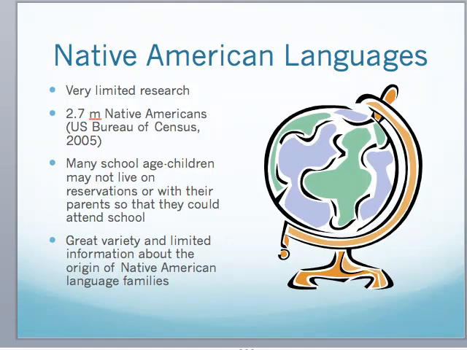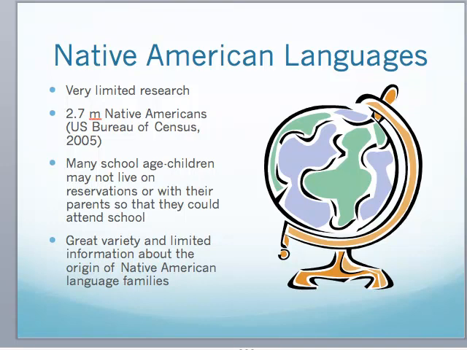Let's talk briefly about Native American languages. Again, unfortunately, there's very limited research in this area. However, we do know that there are about 2.7 million Native Americans, according to the U.S. Bureau of Census in 2005, and that may have changed since then. But according to your textbook, that's the information we've been given. Many school-aged children who come from Native American languages may not live on the reservations with their parents, so they may be able to attend school. So they may not be speaking Native American languages or be exposed to it. But we do need to keep in mind that they may have some cultural differences.